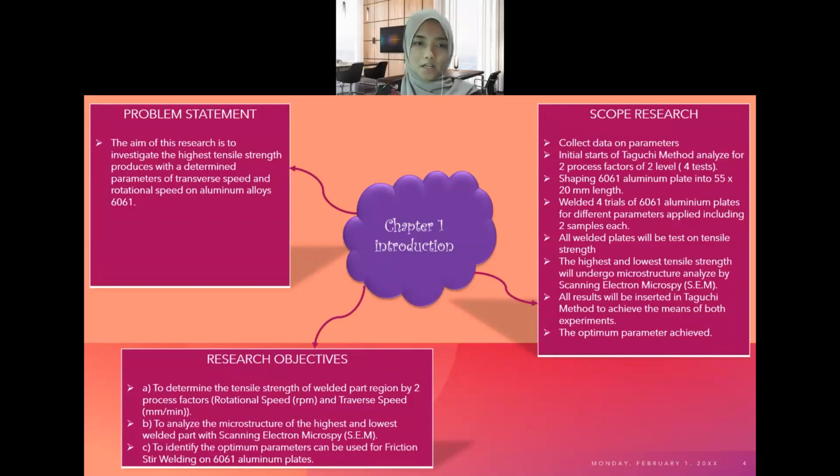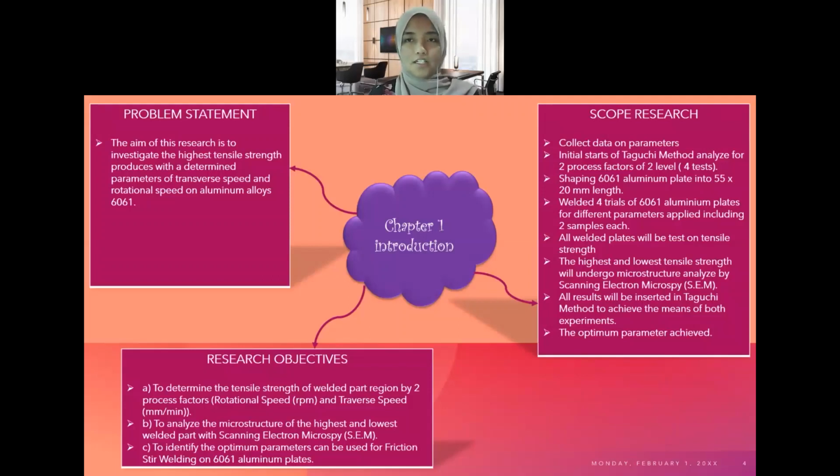Based on the problem statement, there are three objectives. First is to determine the tensile strength of the welded part region by two process factors: rotational speed and transverse speed. For rotational speed, we have 500 RPM and 660 RPM, while for transverse speed, we have 6 and 16 millimeters per minute. The second is to analyze the microstructure of the highest and lowest welded parts with a scanning electron microscope. The last is, with the analysis and results from the first two objectives, to determine and identify the optimum parameters for friction stir welding on AA6061 plate.